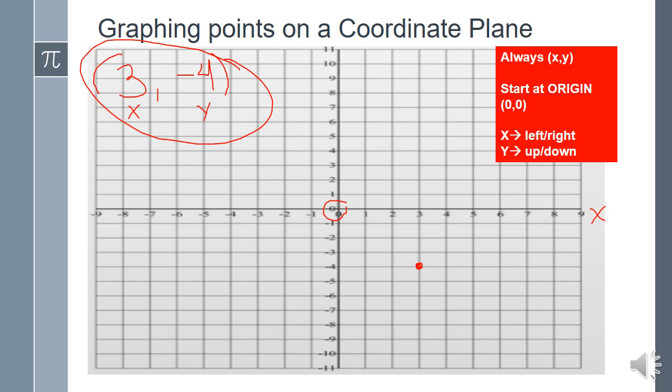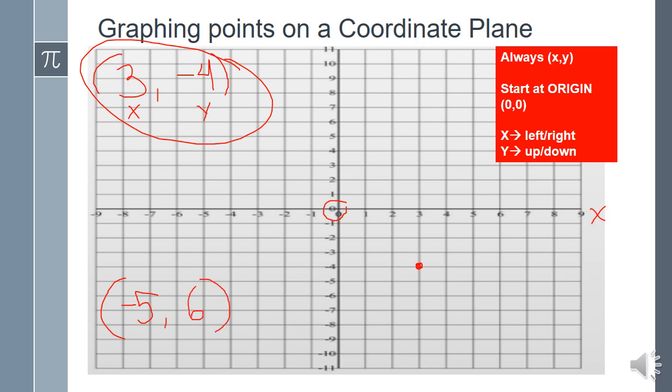Let's just try another one, and before you watch it, maybe you want to pause it and just make sure you're able to plot these correctly. So let's do -5. Let's do +6.